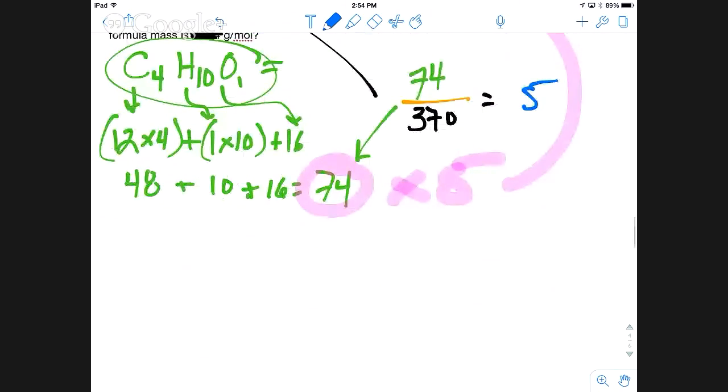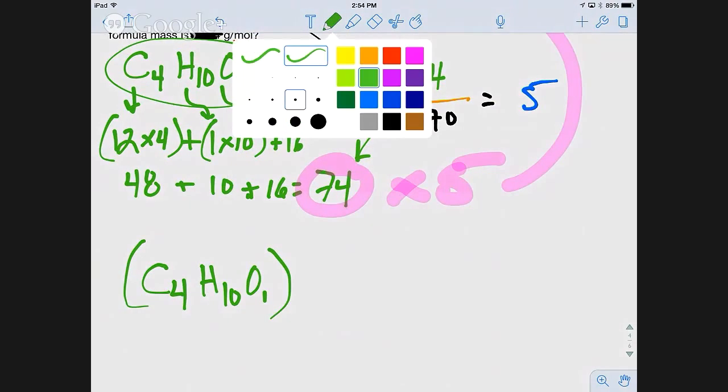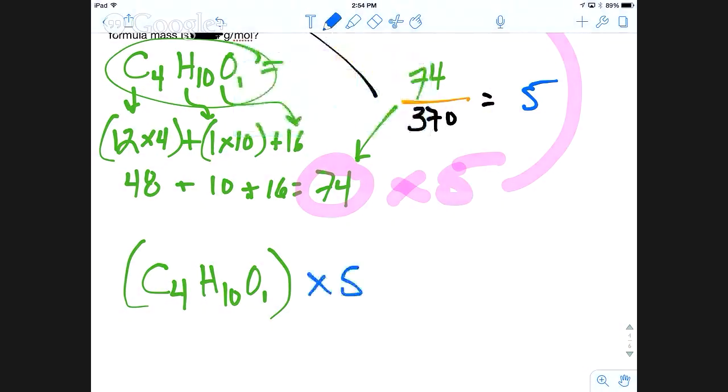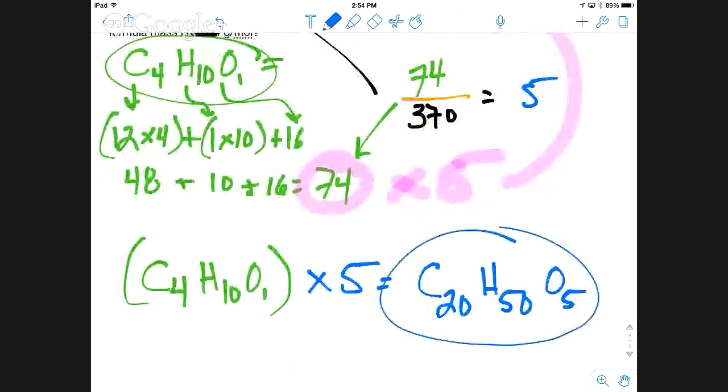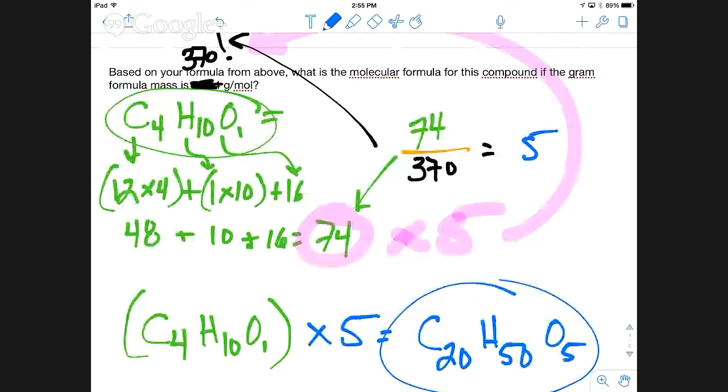So to figure out the answer, take your empirical formula, C4H10O1, and multiply that, in this case, by 5. And you'll get C20H50O5. And that is your final answer. If you don't believe me, you can do the math and check, and guess what? It's going to add up to 370. Why? Because I'm right. That's why.